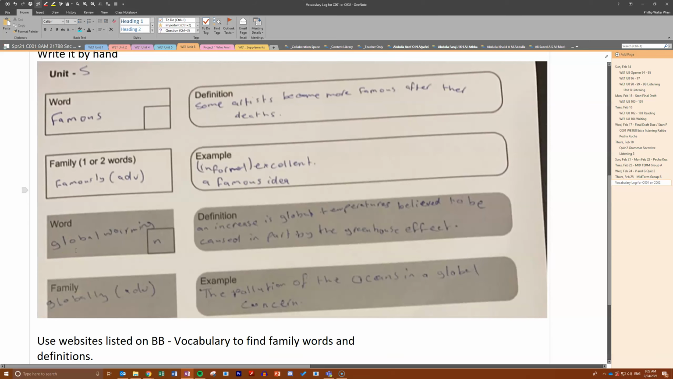And here's the next one, global warming, a noun. An increase in global temperatures, believed to be caused in part by the greenhouse effect. Globally, an adverb. Took this word and made a family word. The pollution of the oceans is a global concern. Didn't totally use the word correctly, but he tried.